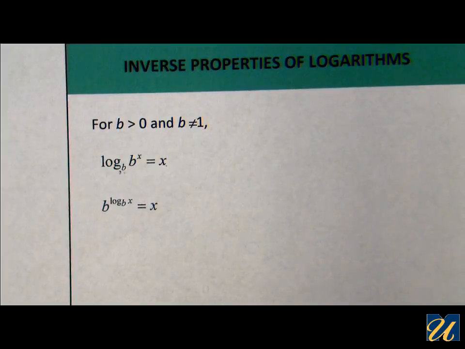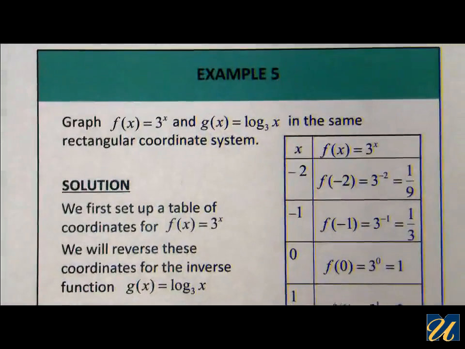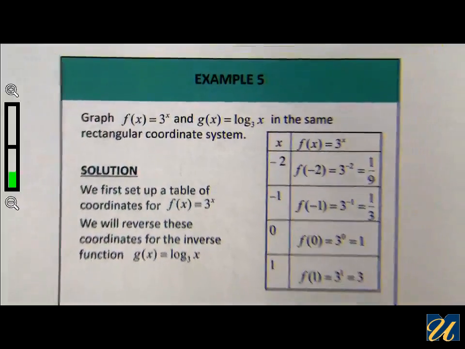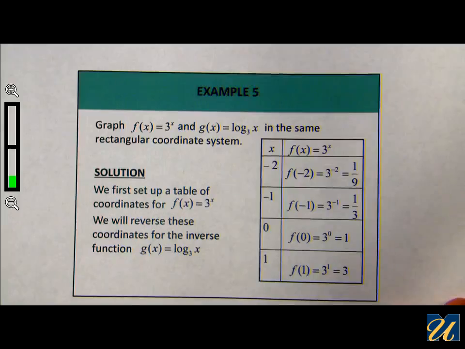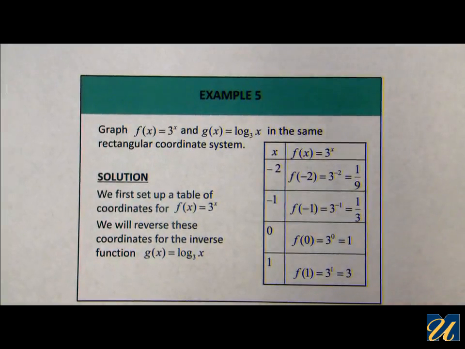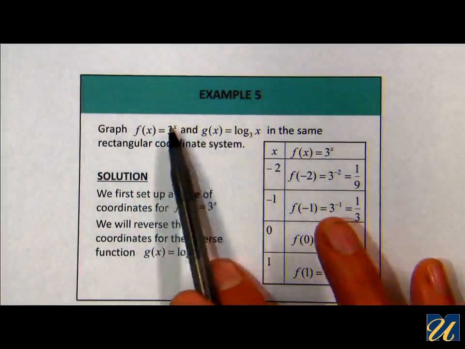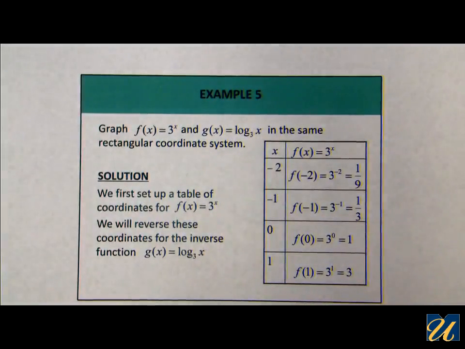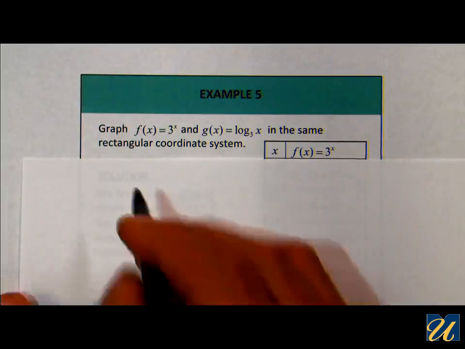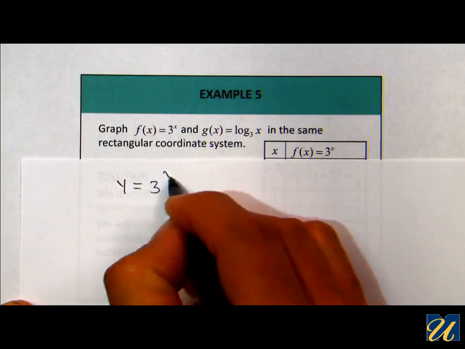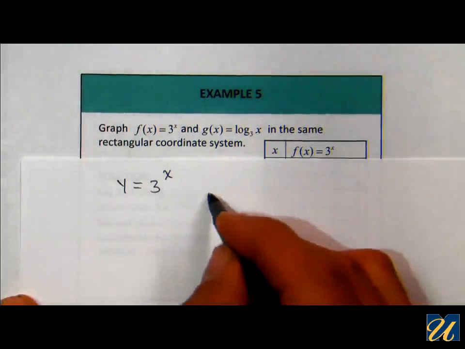Let's take a look at some graphical work. Here's an example. Let's graph y equals 3 to the x, which we did in section 4.1, and g of x equals log base 3 of x. So these are inverse functions right here. Graph them in the same rectangular coordinate system. Okay. Well, we know a little bit about inverse functions, and we know a lot about what the graph of 3 to the x looks like. Y equals 3 to the x, we know what its graph looks like.